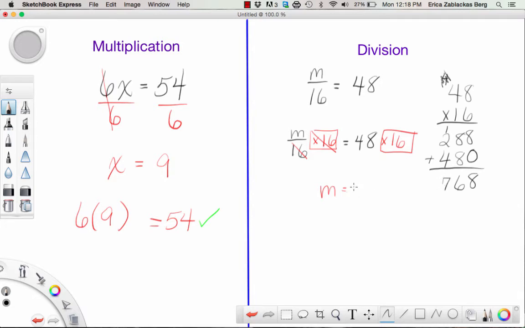So our answer for the value of m is 768. And if we wanted to check that, we would substitute the 768 in for the m. So we would do 768 divided by 16, should equal 48. And if I did that on the calculator, it does work, so we are correct.